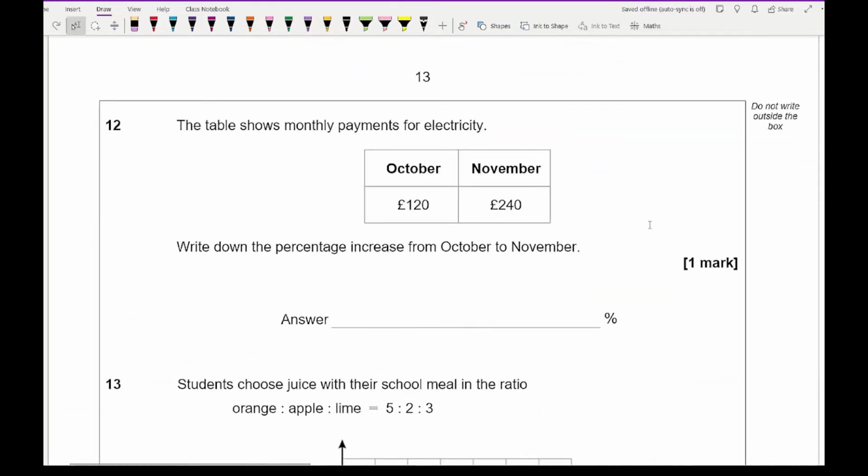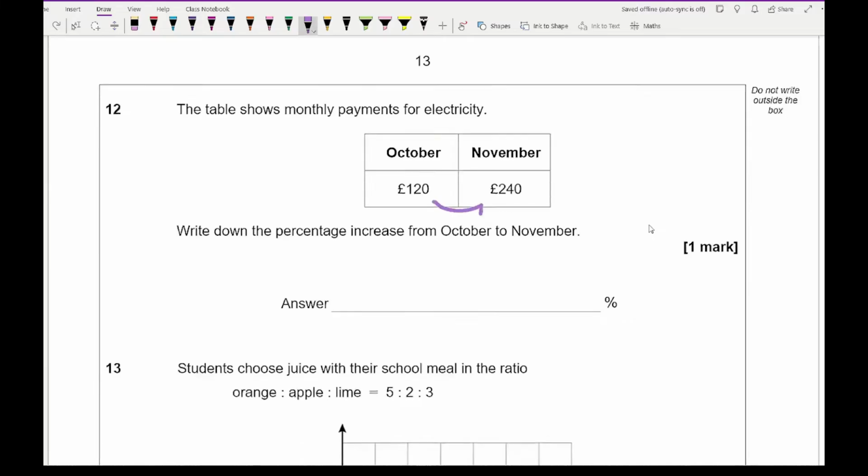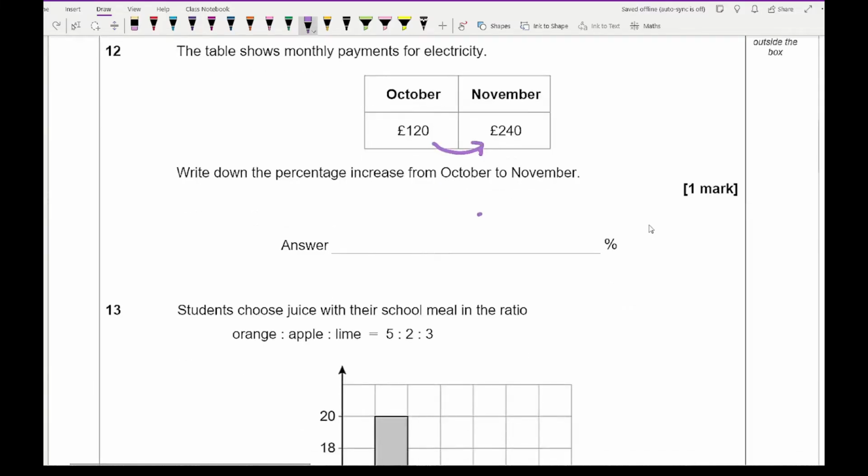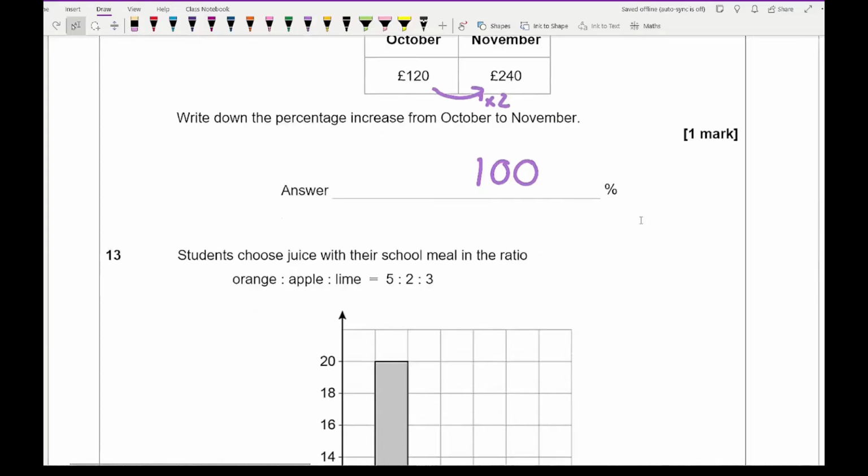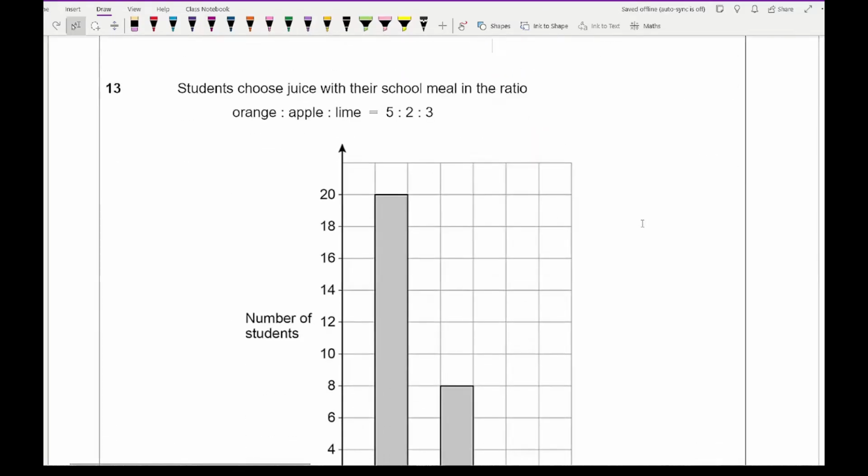Moving on to question 12, it says the table shows monthly payments for electricity, and it says write down the percentage increase from October for November. Now, as you can see, what we've done is to get from 120 to 240, we've doubled it. Now, when you're doubling something in percentage, it's basically going to be increasing by 100%.